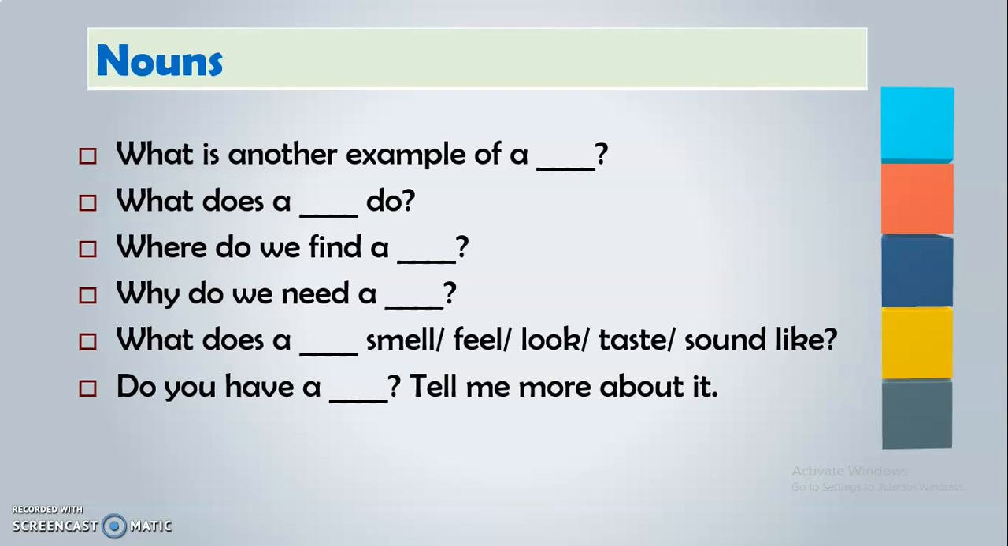you can use nouns in a better way. For instance, look at these expressions. What is another example of deforestation? So in the blank space, you add nouns here to check your students' understanding. What does a computer do? I'm just giving an example. Where do we find a bacteria?